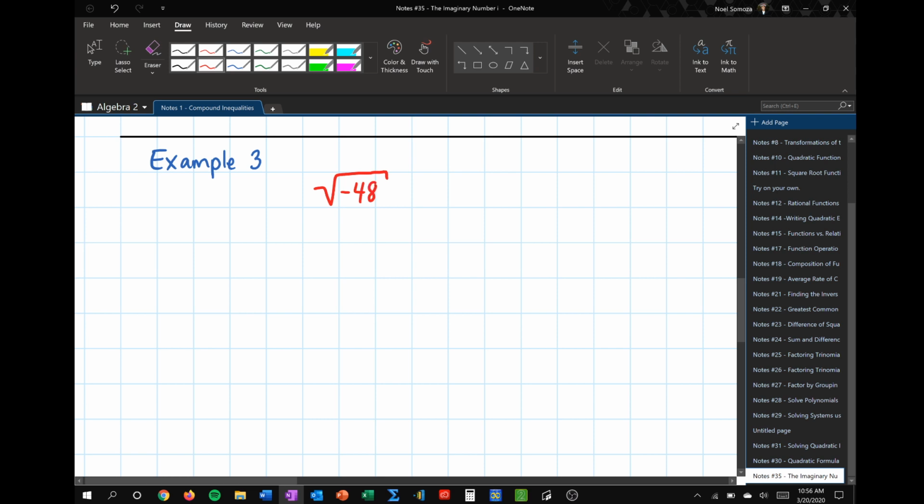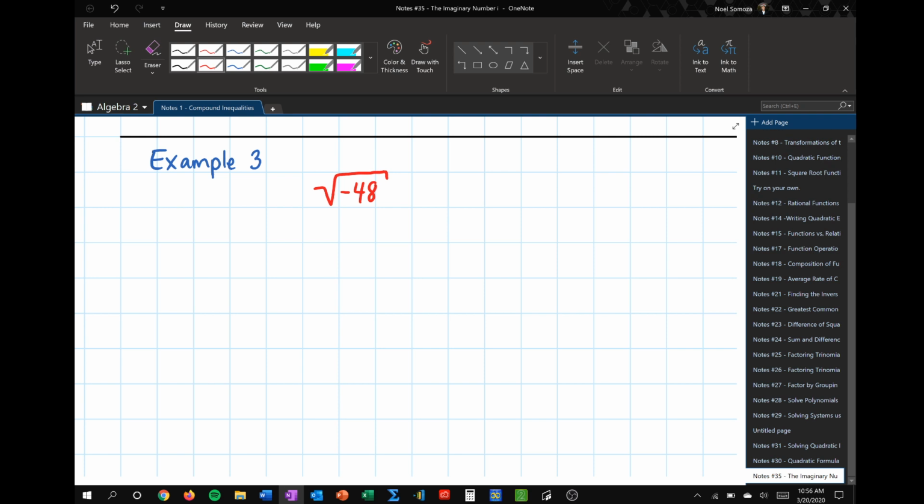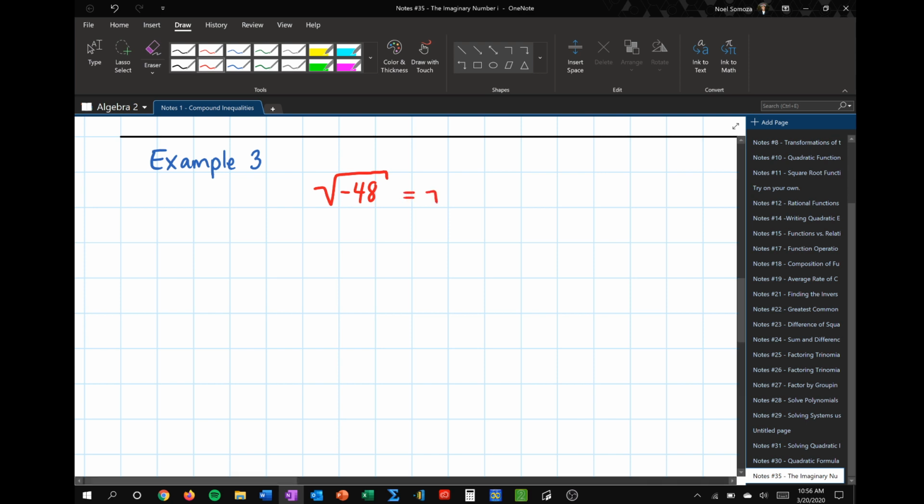Okay, so again, first things first. From this point, you should be able to make that connection, right? I have a negative inside, which simply translates into i on the outside. Remember, this is the same thing as the square root of 48 times negative 1, which means we get to split this as the square root of two different numbers: the square root of 48 times the square root of negative 1. That's how I'm able to remove the negative, and it becomes an i that hangs out on the outside.